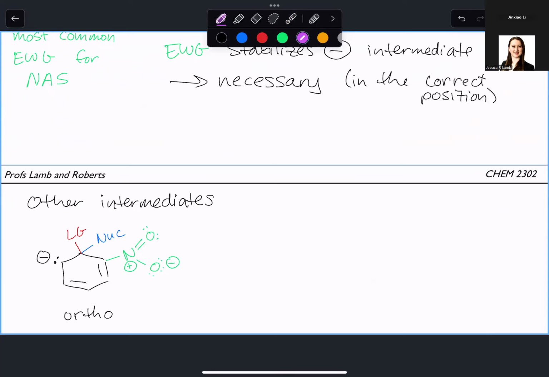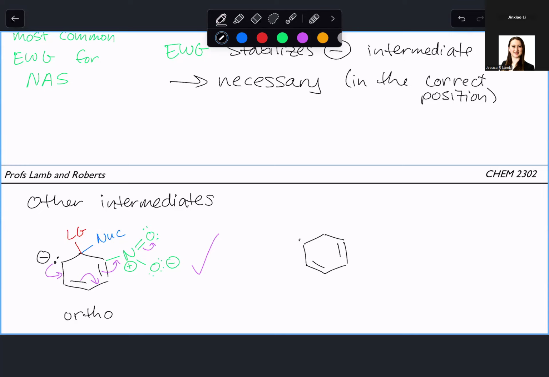Now we're going to check, can I delocalize that negative charge into the nitro group? Again, there's a bunch of resonance structures here. I'm not going to draw them all, but this lone pair can push down to form a double bond. We can push this double bond over, push this double bond over, and push this double bond up. So yes, this one works because there is a resonance structure where I can push the electron density up into the oxygen. So ortho also works.